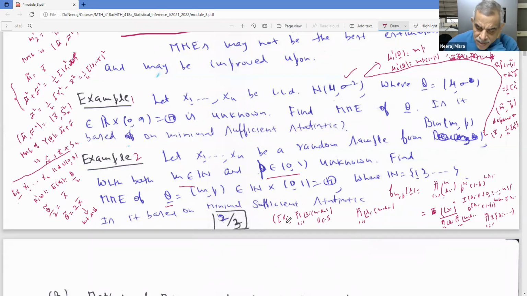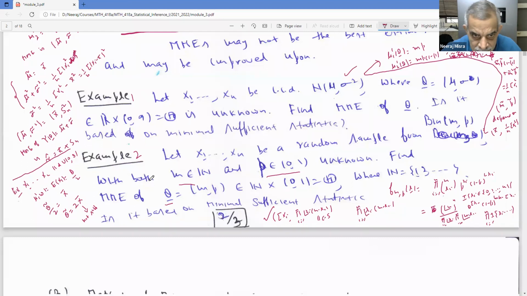Whereas your minimal sufficient statistic was this. This is not even sufficient. If it was sufficient, you'd be in a position to obtain this from this, but that is not there. So this is another example where your method of moments estimator is not a function of the sufficient statistic.